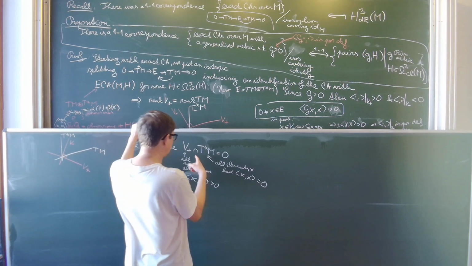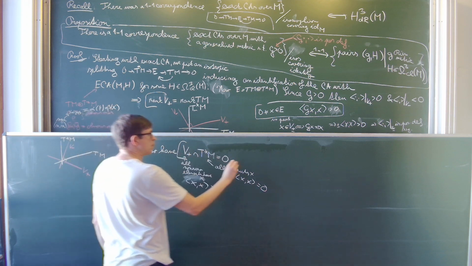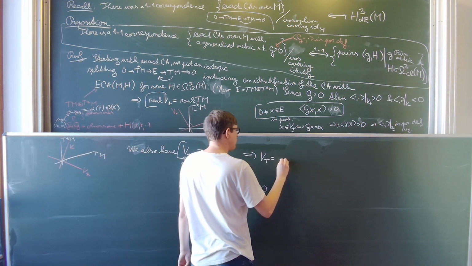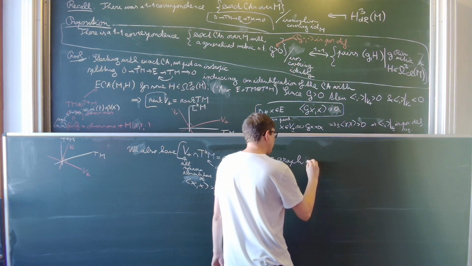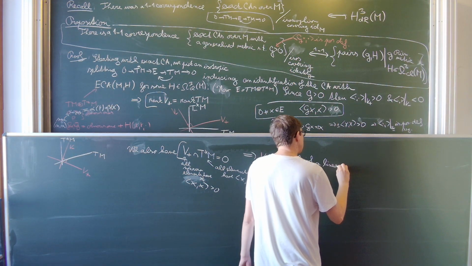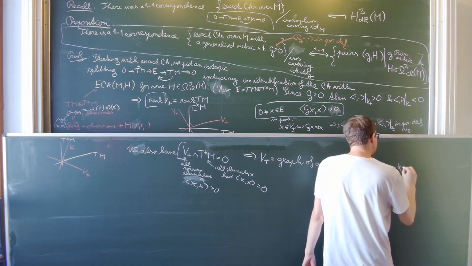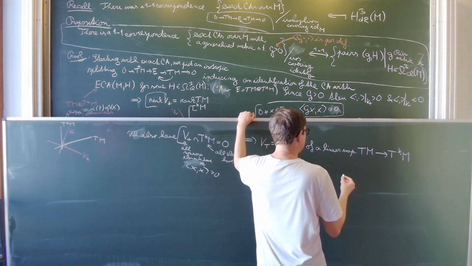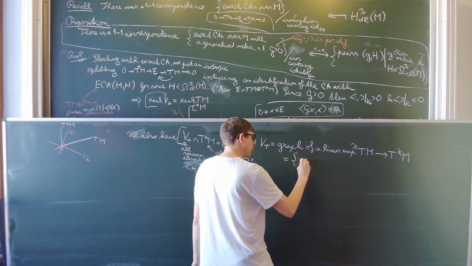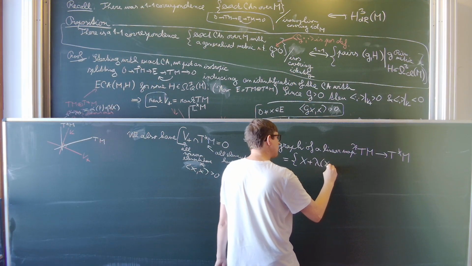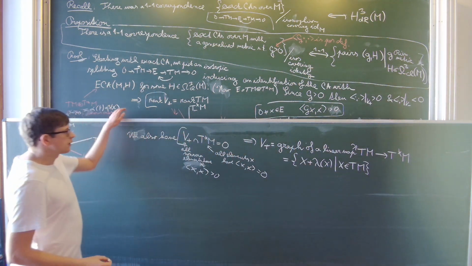But while I'm using this one, the fact that together this and this imply that I can view V plus as a graph of a linear map which goes from TM to T star M. Let's call the linear map lambda. What do I mean by graph? I mean that this is a collection of x plus lambda x, where x runs over all things in TM. This is the consequence.